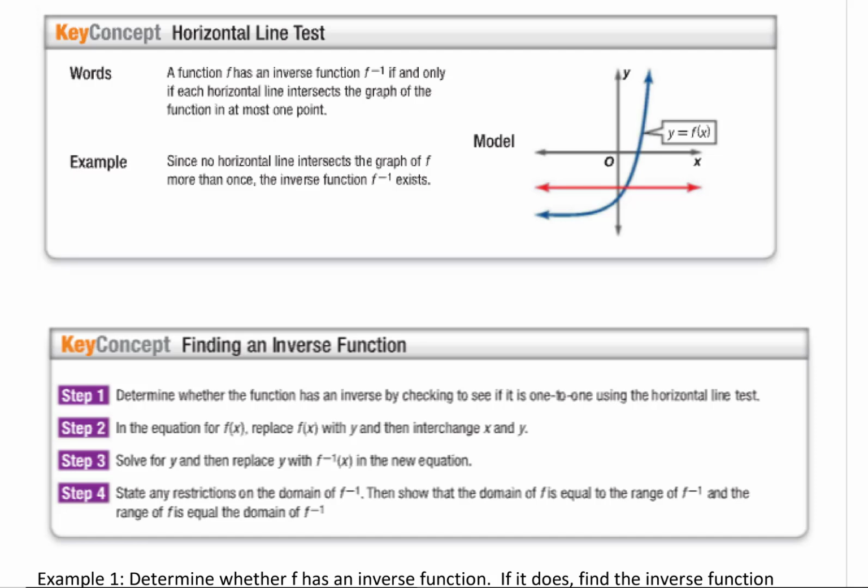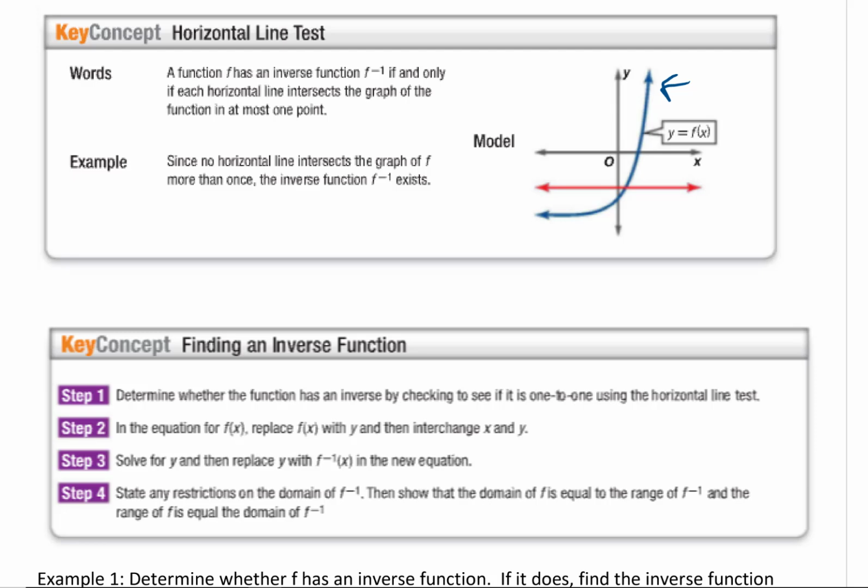When we find inverses, we also want to determine if they are functions. Before finding inverses, we can actually look at a graph of an original function and apply a horizontal line test to determine if its inverse is indeed a function. So look at the blue line. This is an original graph, y is equal to f of x.